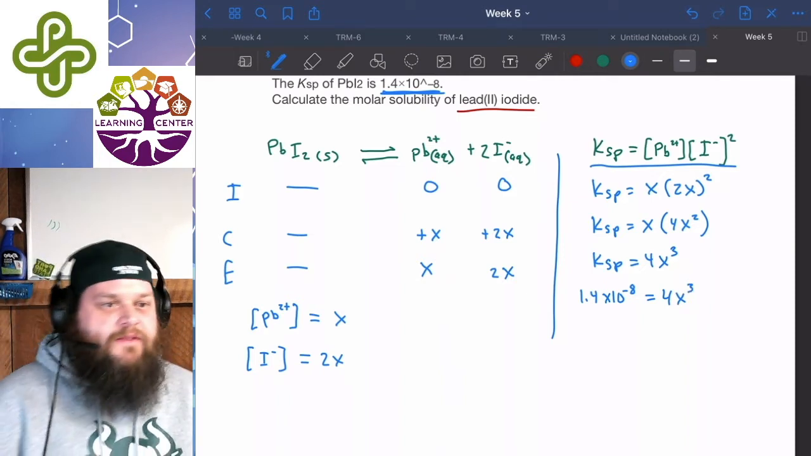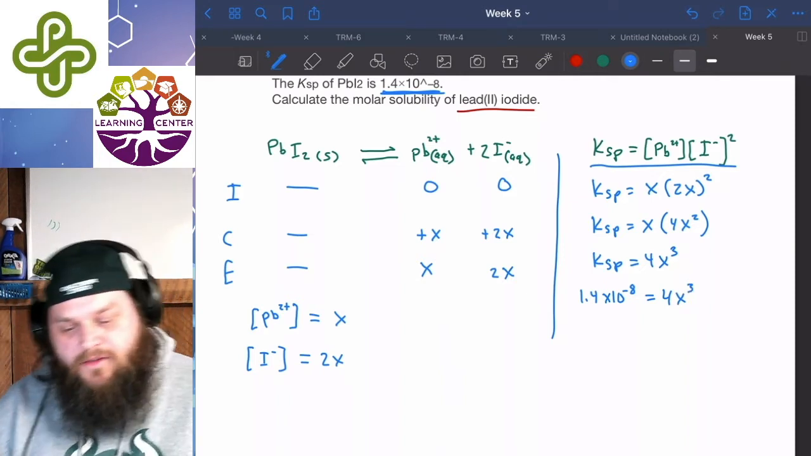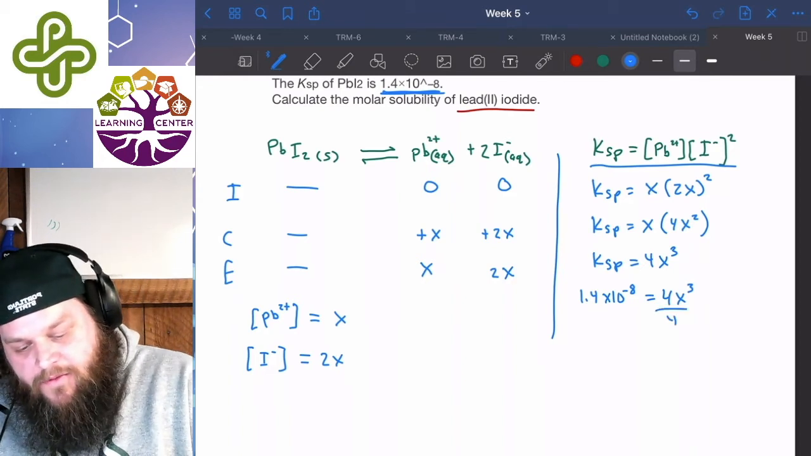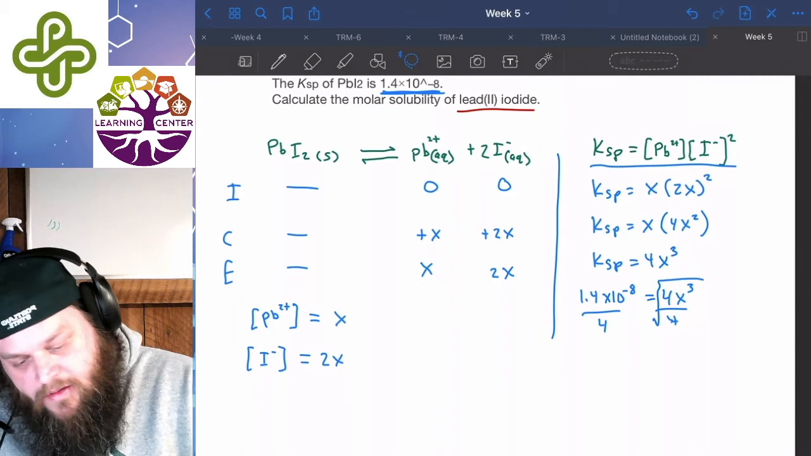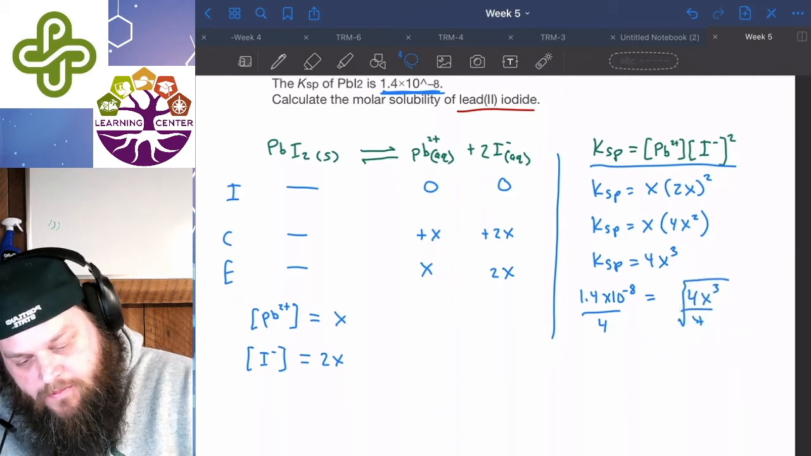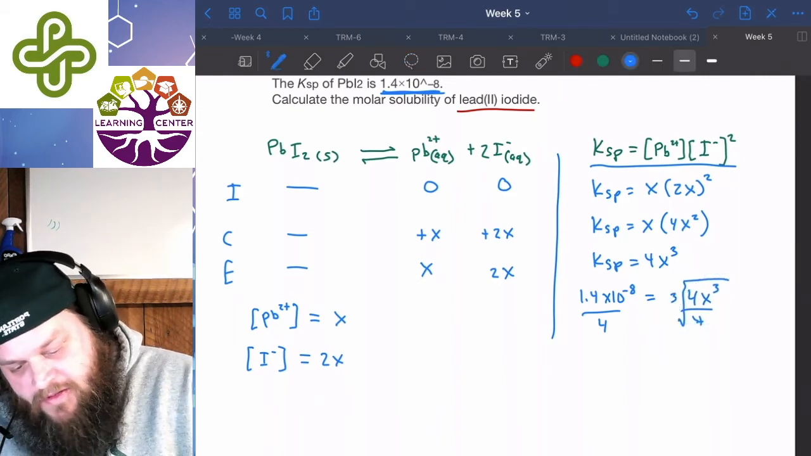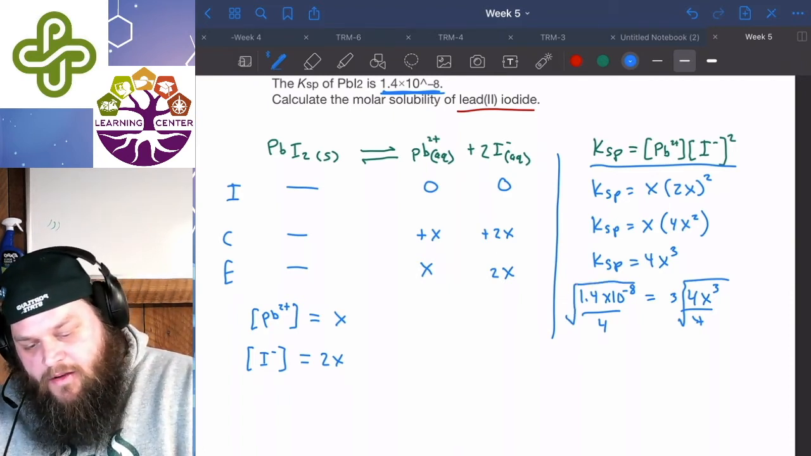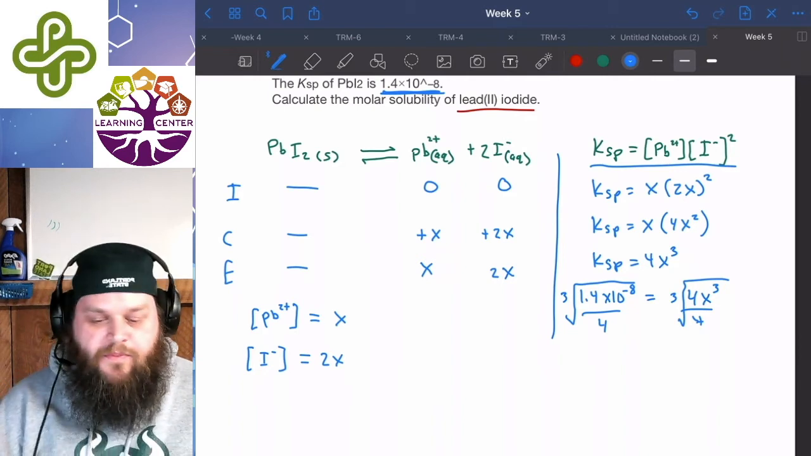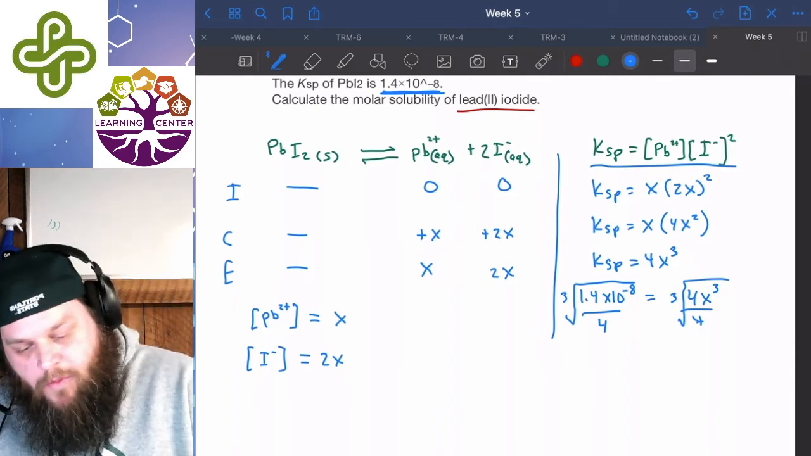And now we just have to solve for X. To solve for X, we can divide each side by 4. And then take the cubed root of that. Let me make a little bit more space. So the cubed root's like that. It has a little 3 up in the index there. Same over here. Take the cubed root of that whole fraction. And we can then solve for what X is going to be.